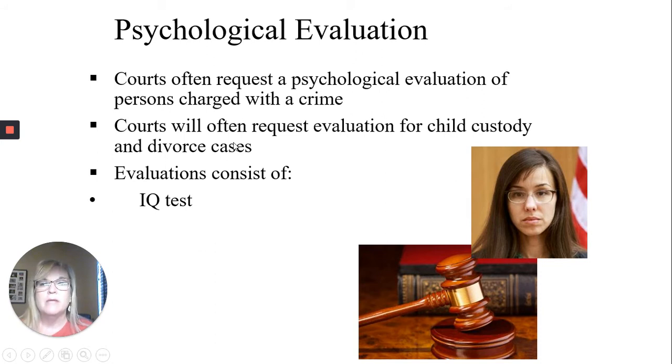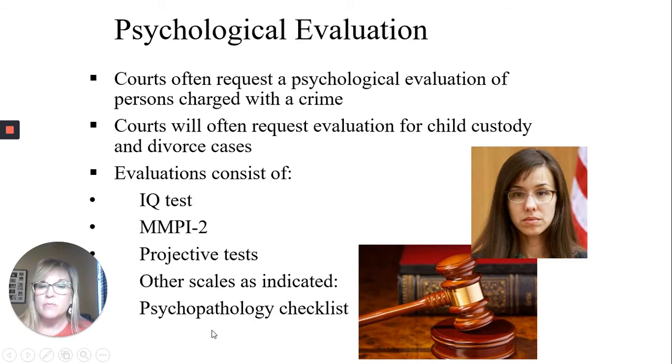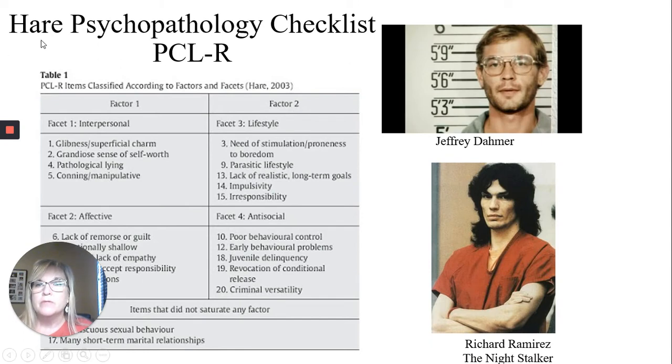So this is just a repeat about psychological evaluations, but in child custody cases, divorce cases, and anytime somebody's charged with a serious crime. We're going to give them an IQ test, we're going to give them an MMPI test, and then we're also going to give them a projective test, which we're going to talk about in the next slide here. And then there are also some other scales that we can use to really try to standardize our evaluation of people, especially criminals.